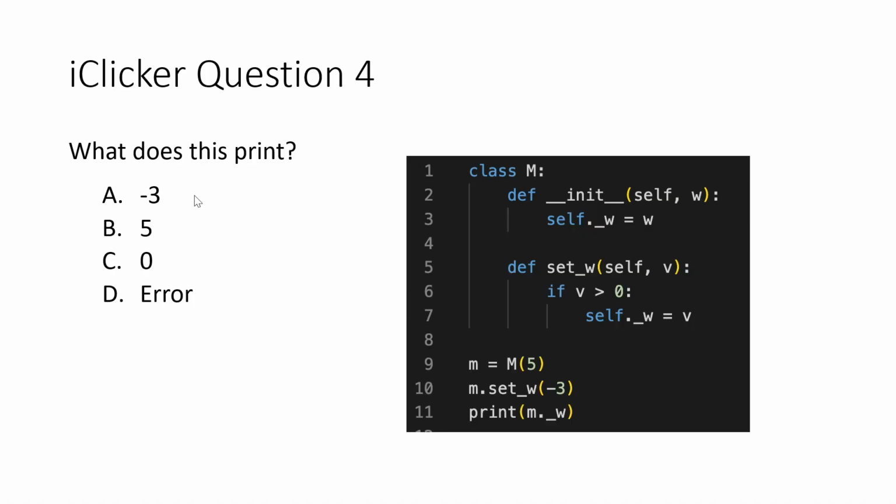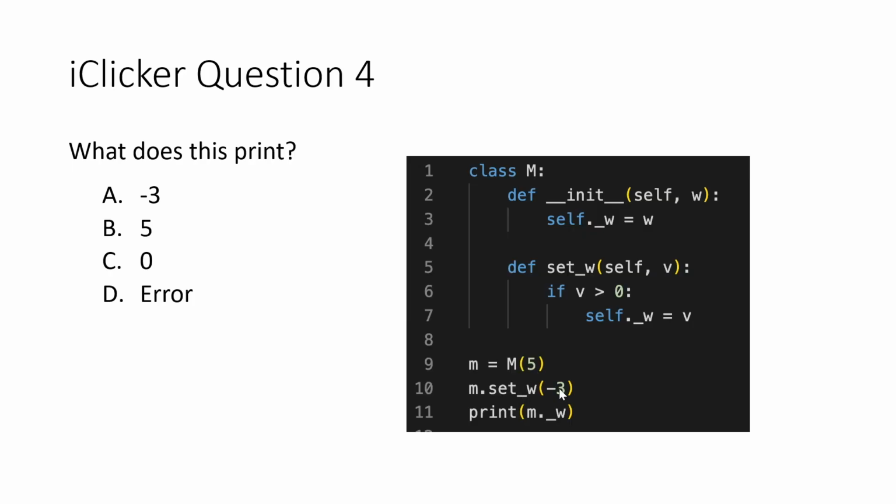So the correct answer is B, and it's because the setter has this condition: if V is positive, right? So it rejects the negative value, and the original value remains. What was the original value? Here we passed 5. What is self here? M is passed to the self, right? Because this is the new object you created from the class M, right? This is like instantiating a new instance of your class M. This is your object. This is the value you pass here to W.